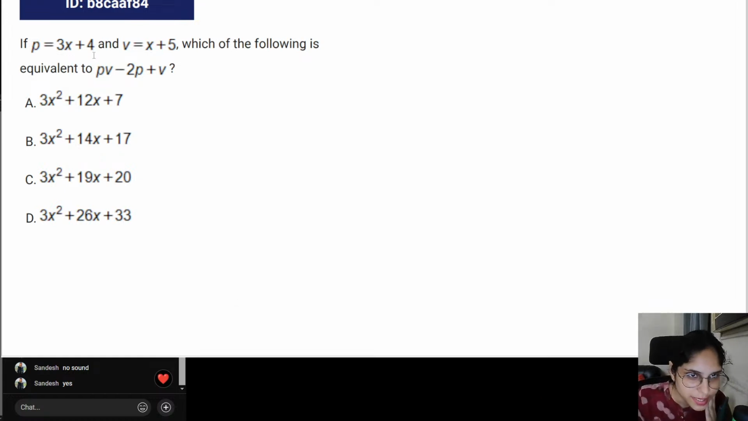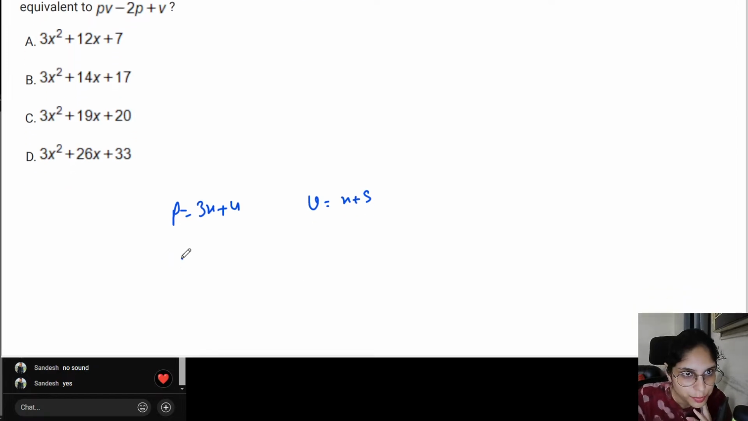Yeah, so P is 3x plus 4, V is x plus 5, which is equivalent to PV minus 2P plus V. So you have to substitute. PV is going to be 3x times x plus 5. I will find out all three terms separately.